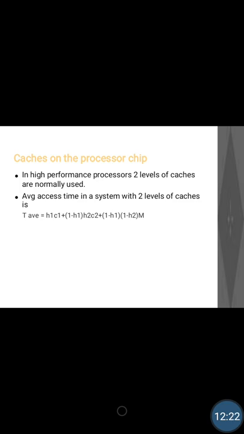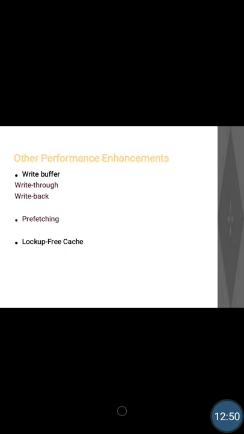T average is equal to H1 C1 plus (1 minus H1) into H2 C2 plus (1 minus H1) into (1 minus H2) into M. What does H indicate? It is indicating the hit rate. What is C indicating? The time to access the information in the cache is denoted by C. Okay. So this is how we can calculate the performance of a computer, the average access time of a computer.